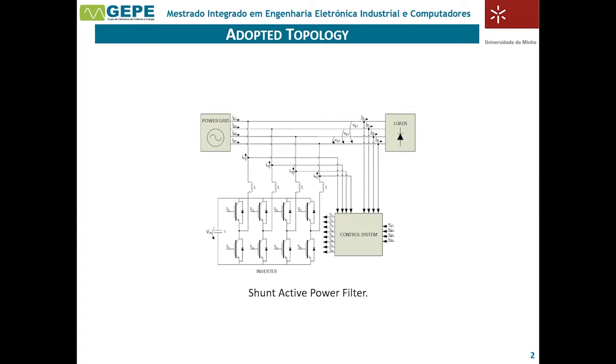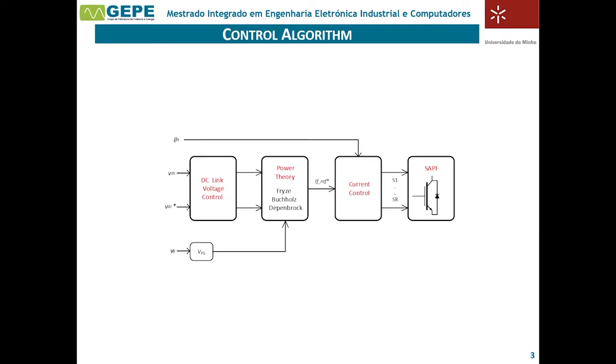The chosen filter topology for this study consists of a 4-wire voltage source inverter which uses 8 IGBTs and a capacitor in the DC link. The use of a 4-wire topology allows us to compensate the neutral current in the system.